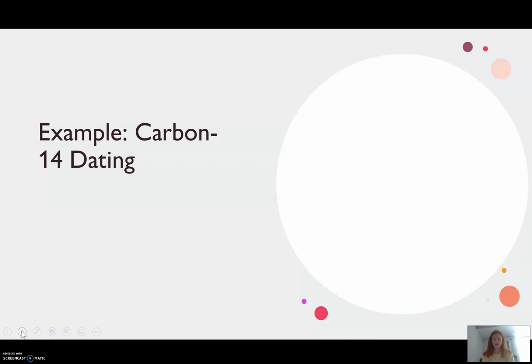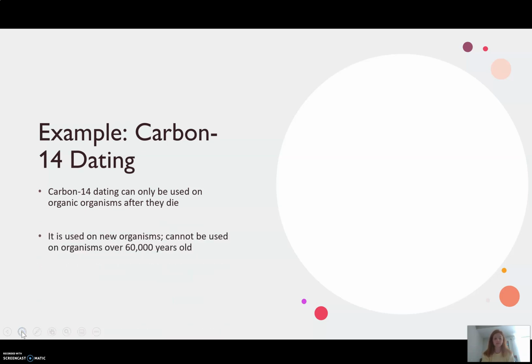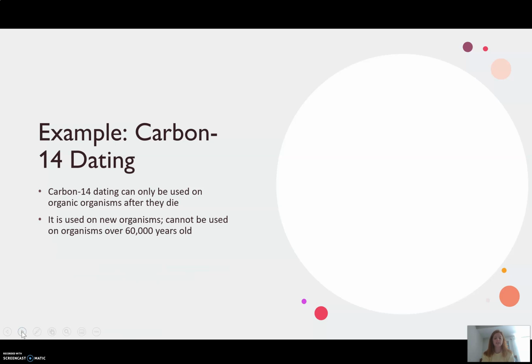So here's one example of scientists using half-life to determine the age of material, specifically carbon-14 dating. So carbon-14 dating can only be used on organic organisms after they die. It is used on relatively new organisms. It cannot be used on organisms over 60,000 years old.